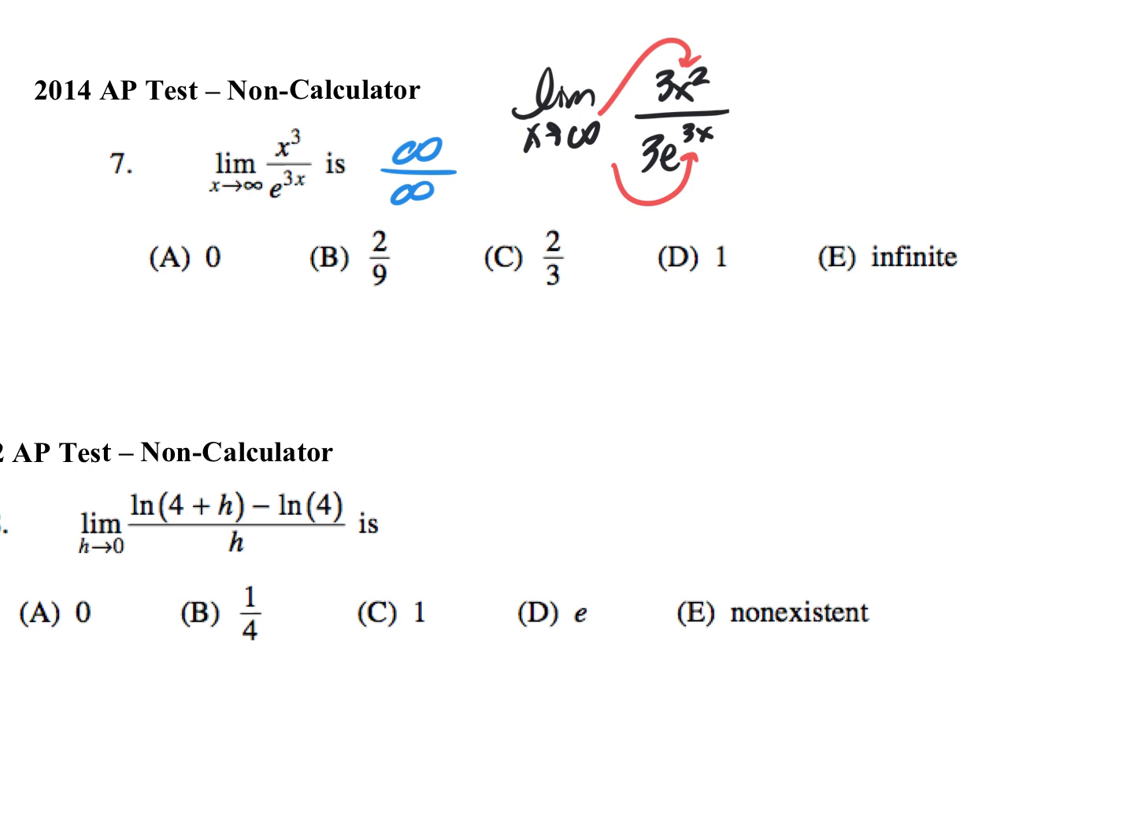Infinity over infinity again. So you guys, this can happen again. And that could have been a 0 over a 0, maybe, again. And when that happens, you just do L'Hopital's again.